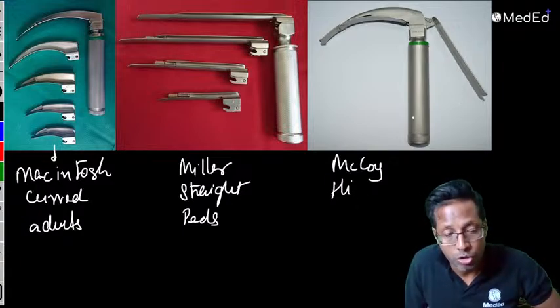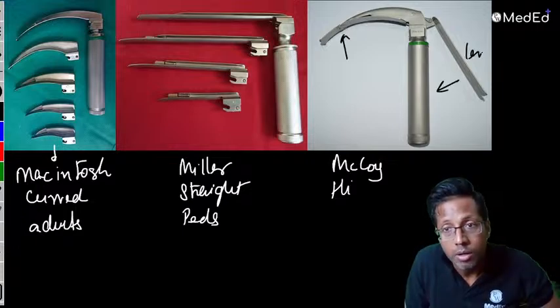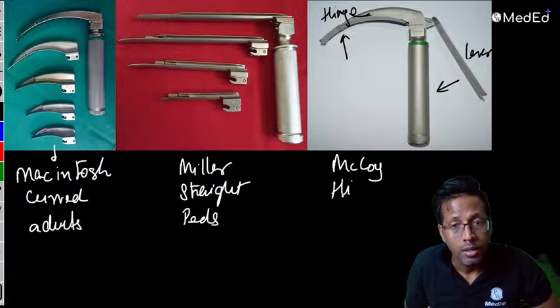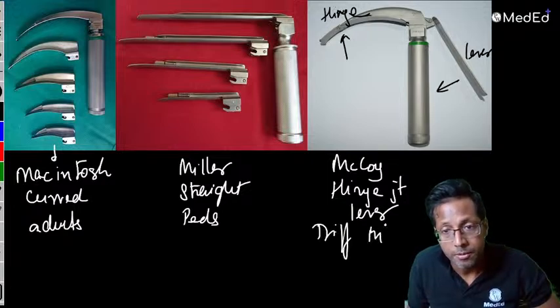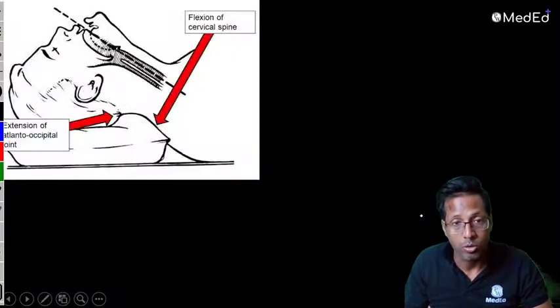McCoy is a hinge tip blade with a lever. There's a hinge joint over here and a lever over here. When you press the lever, the hinge joint goes up. This is used for difficult intubation in anesthesia. So these are the three types of blades which are commonly used.